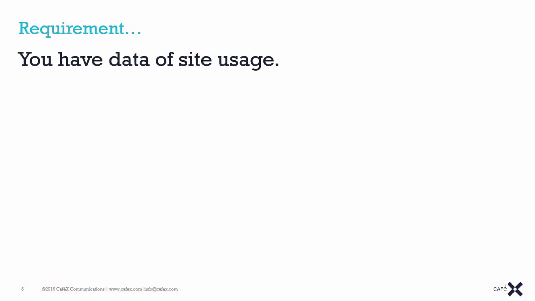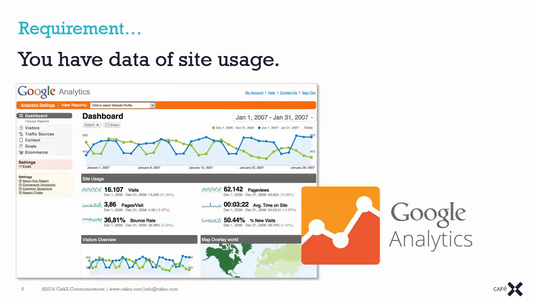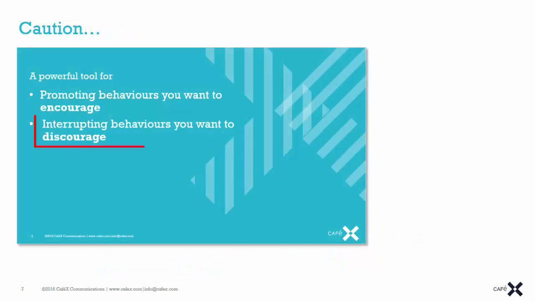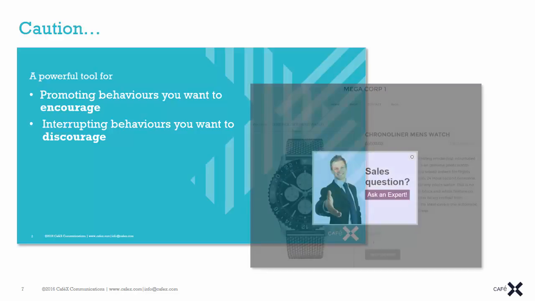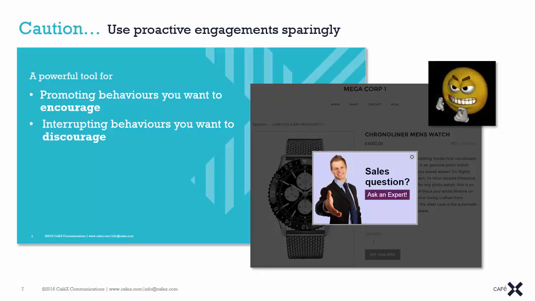Now, when designing behavior-based engagements, it's essential you have the data that details how visitors use your site, perhaps using something like Google Analytics to track behavior. Just a quick word of caution: if you're trying to interrupt visitor behavior and break them off from a particular course of action, you may choose a visually loud, proactive engagement that forces the visitor to interact with the engagement or to dismiss it, i.e. one that can't simply be ignored. Now, you'll want to use those engagements sparingly. Used too much, well, they can be quite annoying.